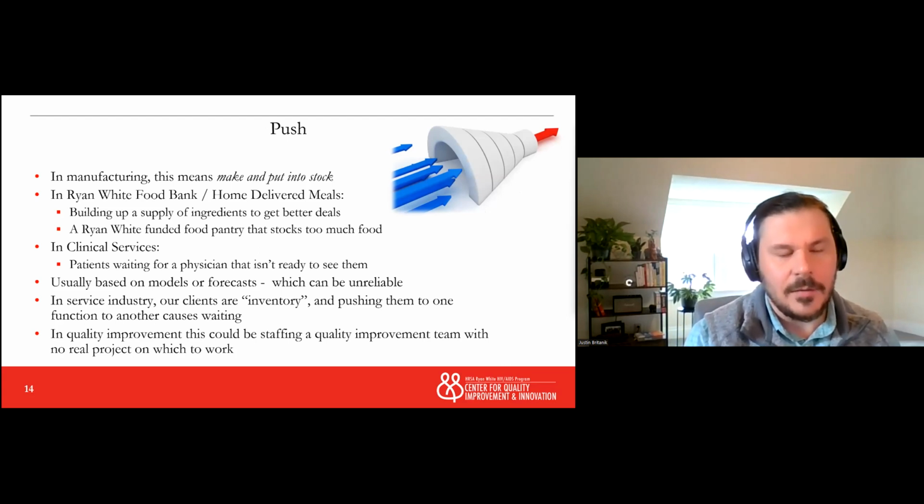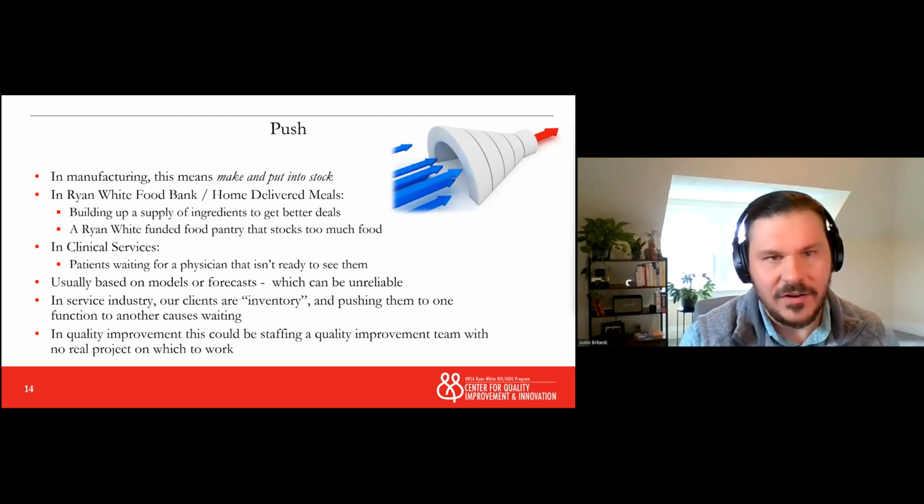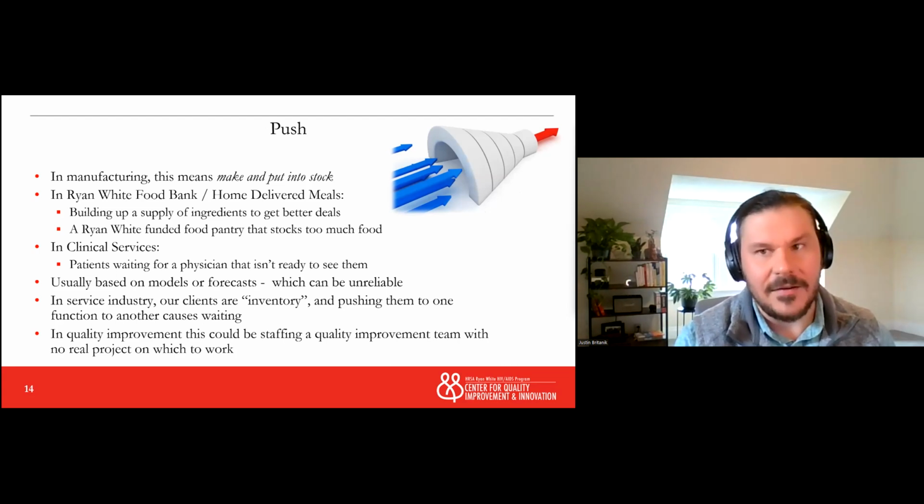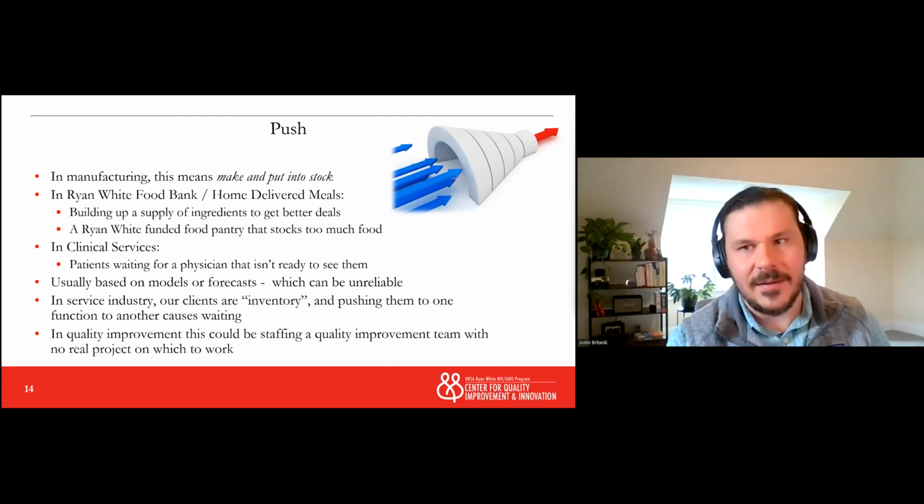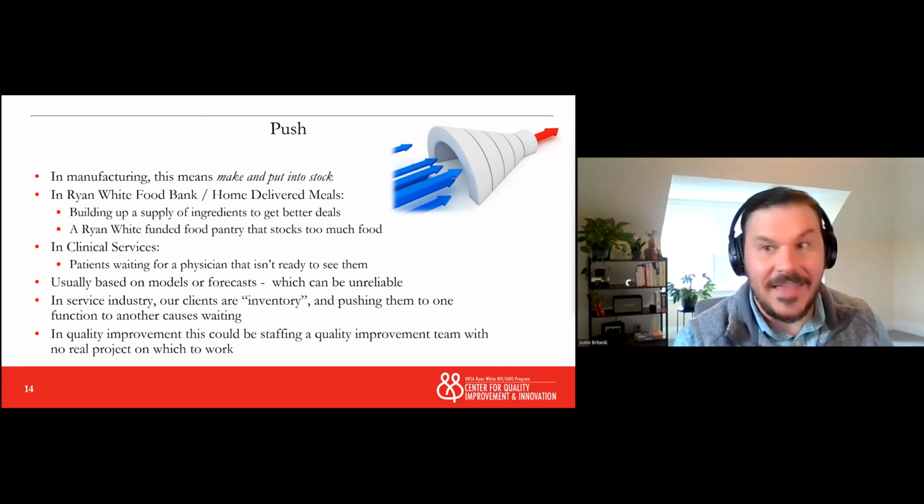So the next couple concepts related to flow are push and pull. And push in the manufacturing lean world kind of means to make and to put into stock. So we're just pushing these out. And we can think of it with patients too and clients that we're kind of pushing them through the door. Get your food bank, get in, get out. And they're working around our schedule instead of us working around their schedule.